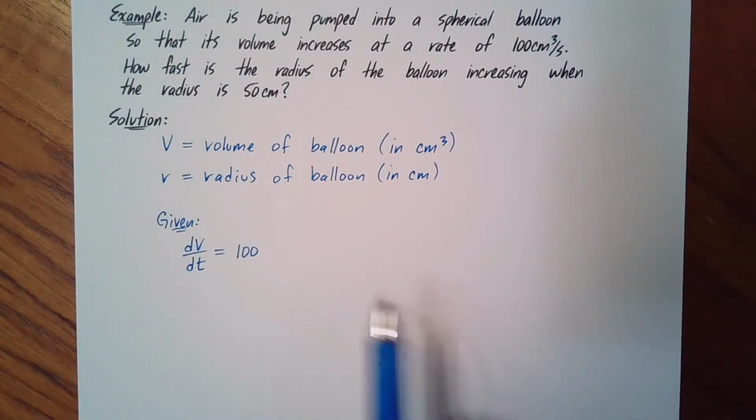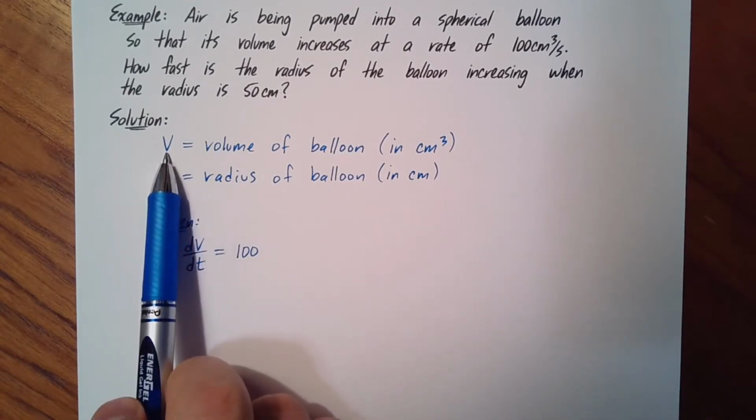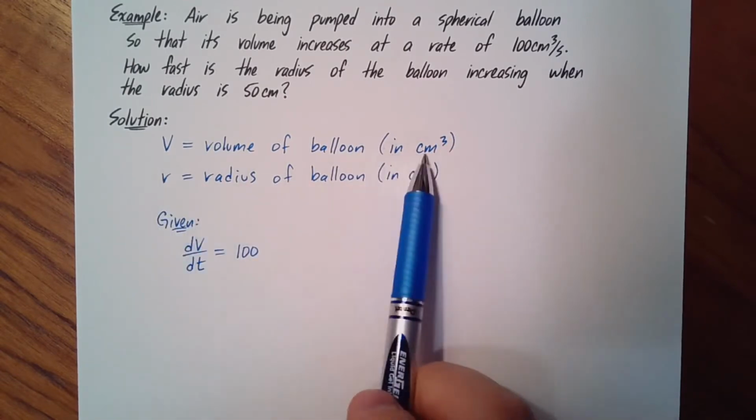And here's what I mean. I don't have to specify the centimeters cubed per second because built into the variable V is that it's measured in centimeters cubed.